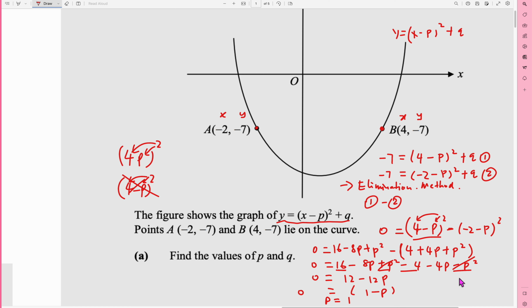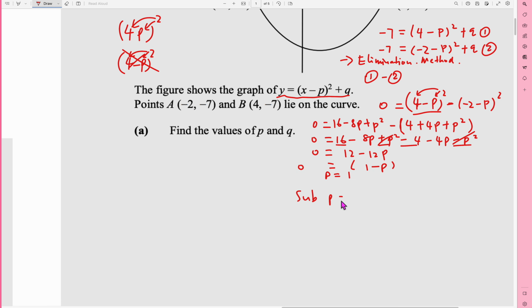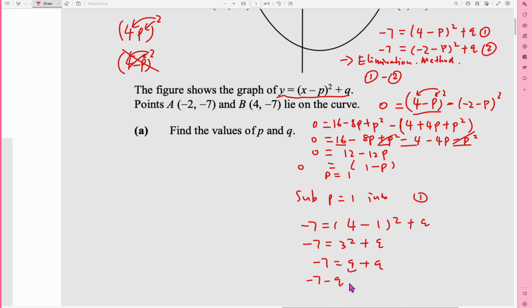Are you clear? So when p equals 1, what do you do? You sub in. Okay? So you just continue. Sub p equals 1 into equation 1, which is this one. So it's -7 equals (4 minus 1) squared plus q. So -7 equals 3 squared plus q. This is 9, right? Plus q. So this one moves over. Oh, this is 9, don't confuse. So -7 minus 9 is -16, which is my q.